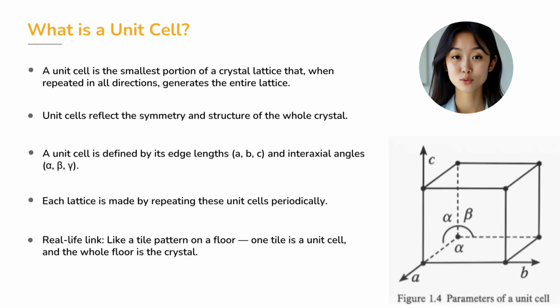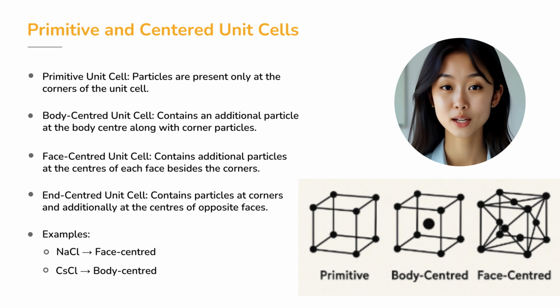Not all unit cells are identical. Based on how particles occupy positions inside them, we classify them into primitive and centered types. A primitive unit cell has particles only at the corners. In a body-centered unit cell, in addition to the corners, one particle lies right at the body center. In a face-centered unit cell, particles are present at the centers of each face along with the corners. And in an end-centered unit cell, particles sit at the corners and also at the centers of opposite faces.